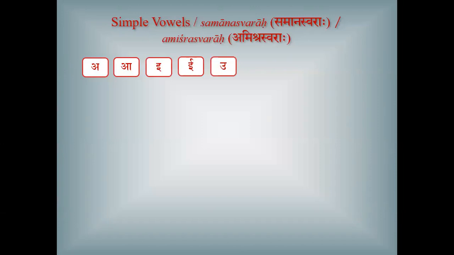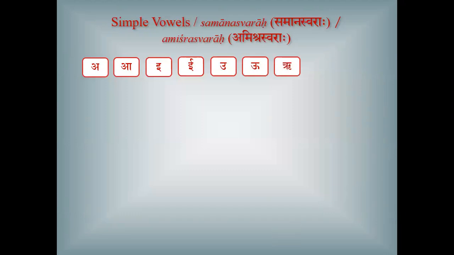Then, U, the short vowel U. The sound is produced by rounding your lips. Without rounding your lips, you cannot produce the sound U. So with the help of lips, the sound is produced. Of course, tongue is there. This is a short vowel. Then the long vowel is Ū. Stretch it for 2 units of time. So, A, I, U: 3 short vowels. A, I, U: 3 long vowels. Not only 3, some more yet to come.